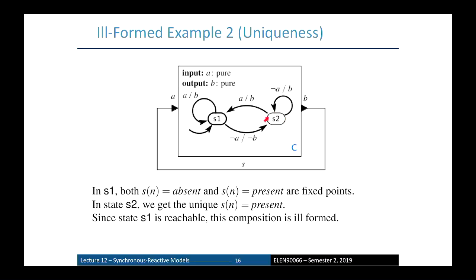It turns out in state S2, you get a unique fixed point, and it happens to be present. You can kind of see that from looking at the guards here, how the guards are inverted and the outputs are the same. There's a bit of a pattern here. When we look at completeness, it might make a bit more sense. Because both states are reachable, it's ill-formed. If S1 was unreachable and not a default state or reset state, then we would say it was still well-formed. You don't consider those unreachable states.